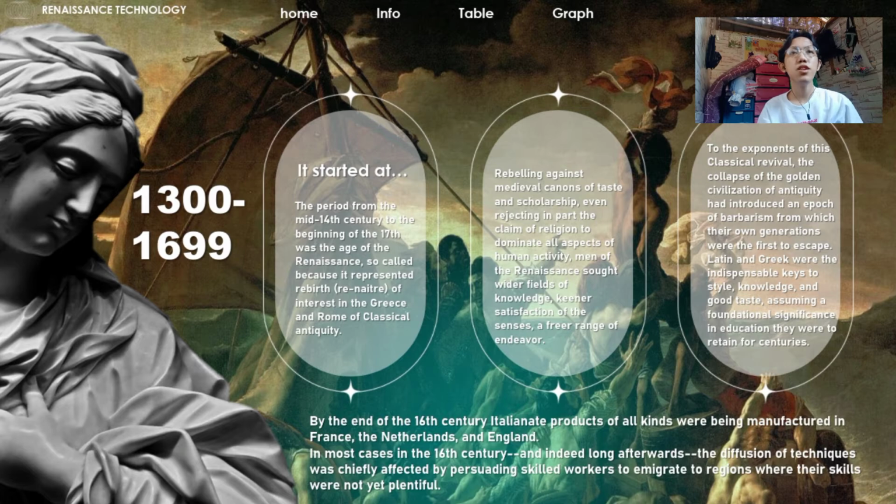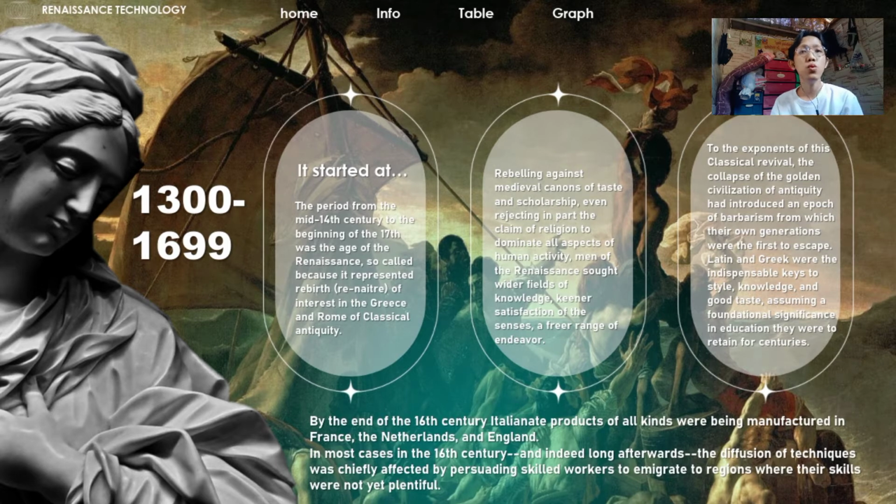To the exponents of this classical revival, the collapse of the golden civilization of antiquity had introduced an epoch of barbarism from which their own generation was the first to escape. It means that after the civilizations, barbarism was introduced. What is this barbarism? Barbarism is the warfare among people in order to conquer a nation.